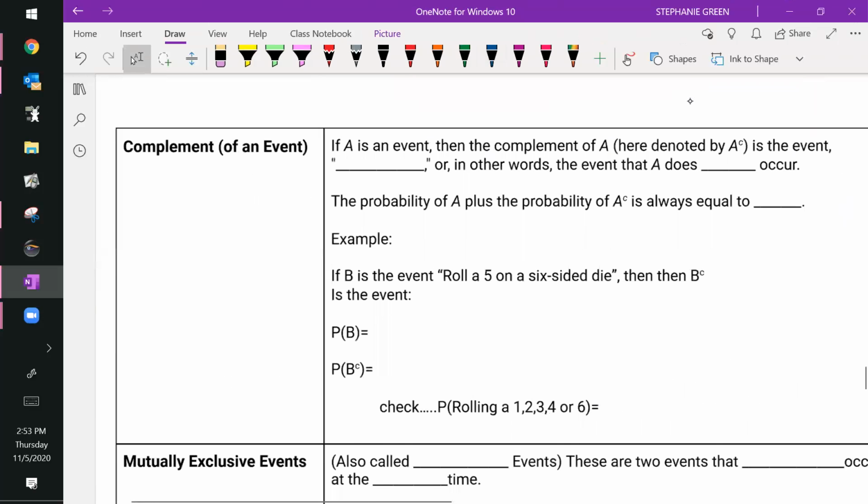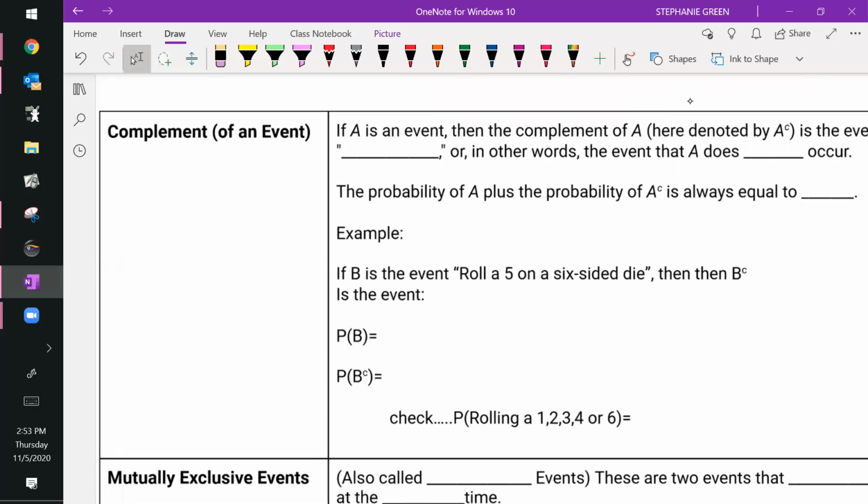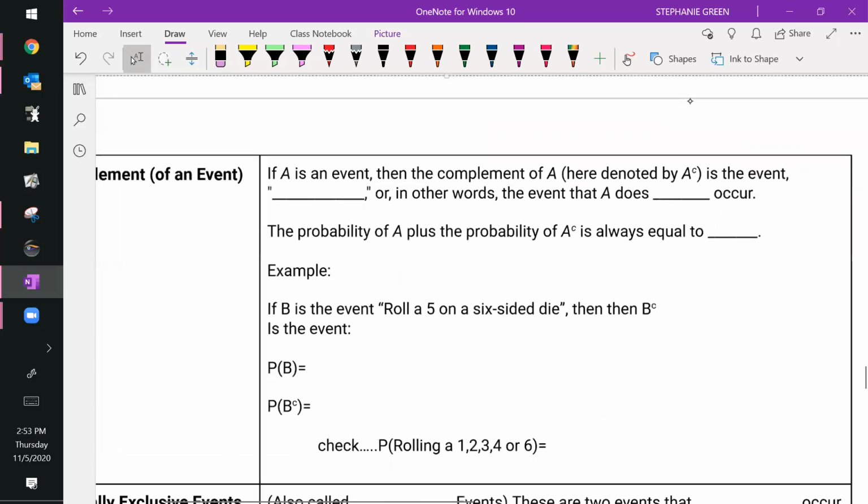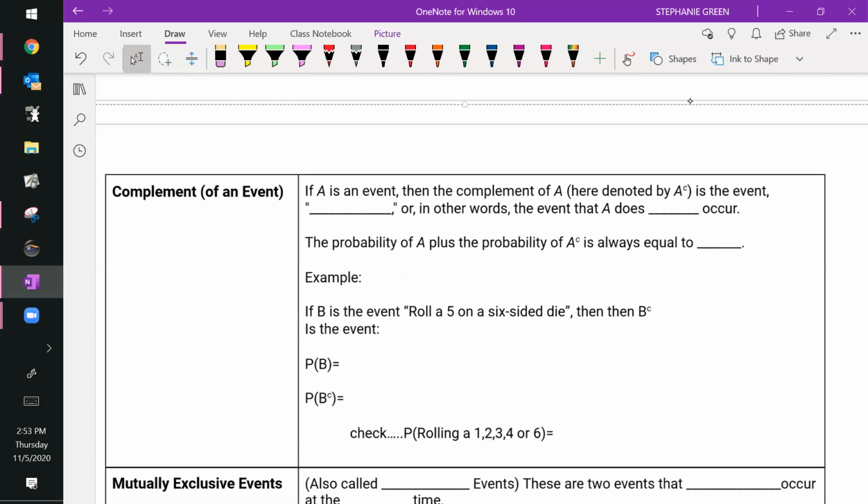Okay, one thing that is new here is this thing, complement. The complement of an event is the event that something does not happen. So if A is an event, then the complement of the event, which we denote with this superscript little c, is the event not A. Or in other words, it's the event that A does not occur. The probability of A plus the probability of A's complement is always going to be equal to 1.